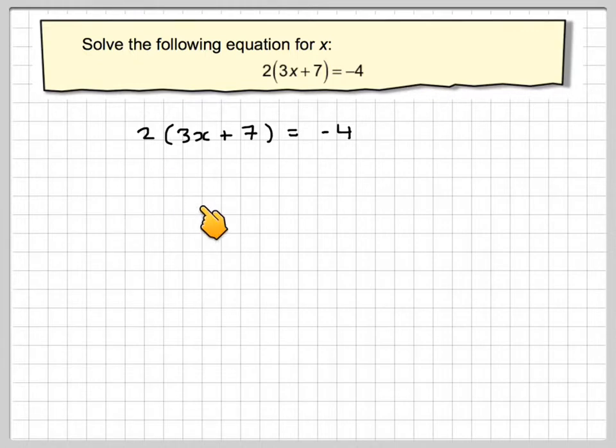Now, some people could actually divide by 2, but 9 times out of 10, that's not a good idea, because when you divide, you end up with a fraction on this side. So it's better to expand the bracket.